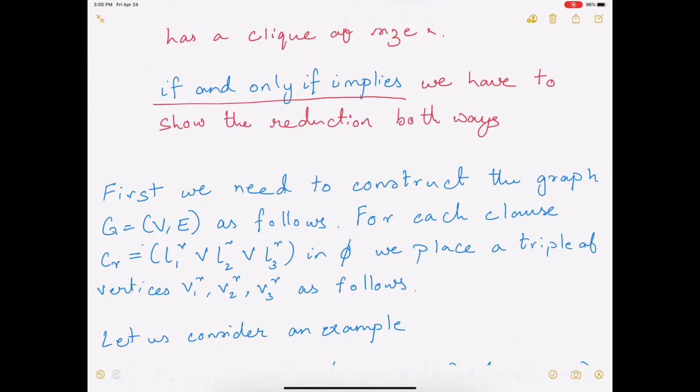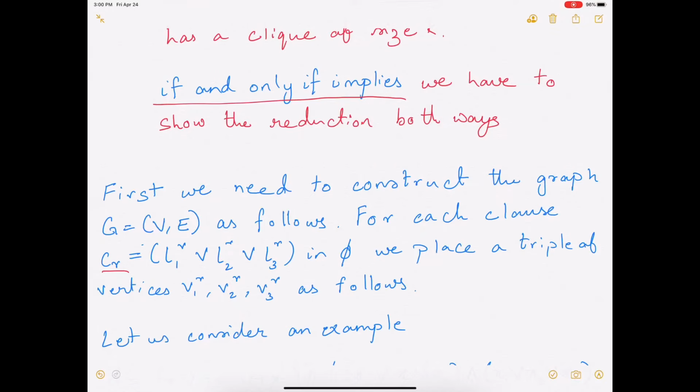So that is the tricky part here. We notice that for each clause, there are 3 literals. Say, if you consider clause CR, it has 3 literals, L1R, L2R and L3R. Now, for each of these literals, we are going to draw a vertex in the graph. So we'll have vertices V1R, V2R and V3R corresponding to L1R, L2R and L3R.